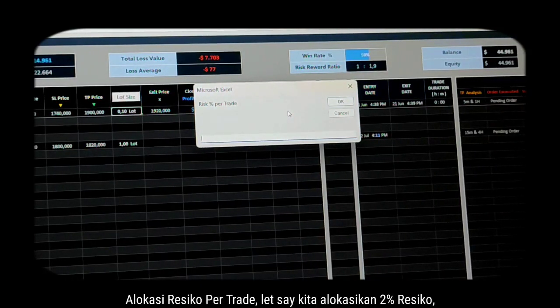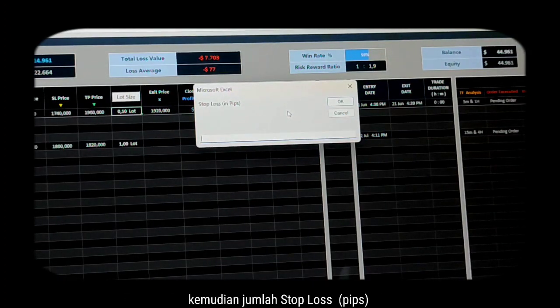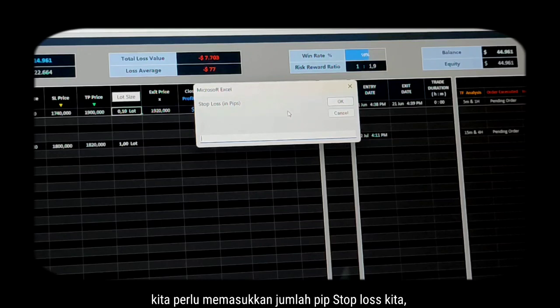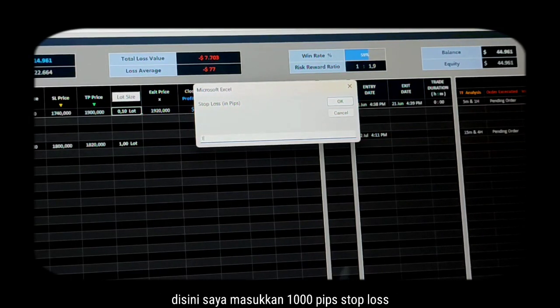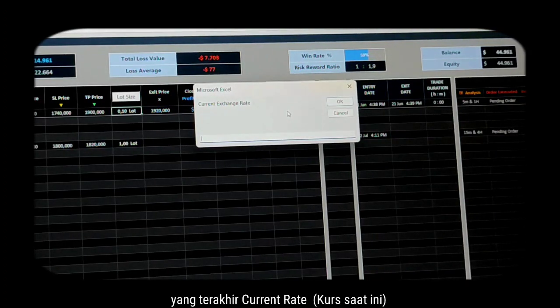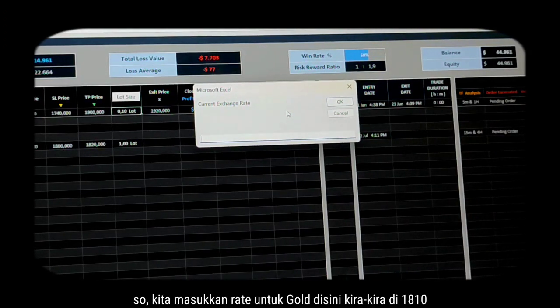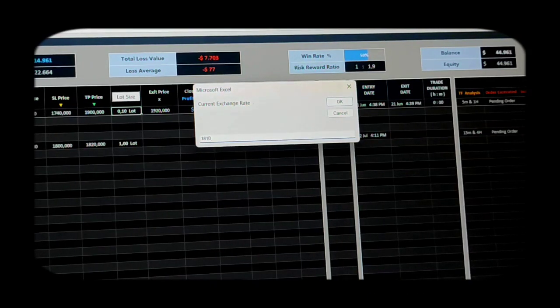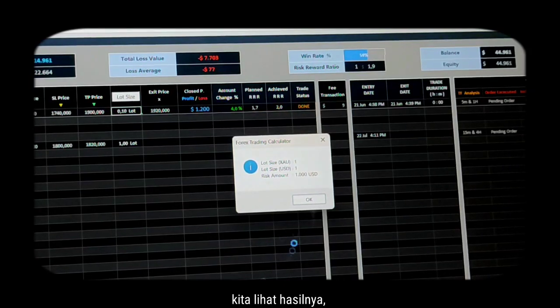Risk percentage per trade, let's say we use 2% risk, enter. Then stop loss in pips, we need to enter how many pips our stop loss is. Here I'll put 1000 pips stop loss, enter. Then currency pair XAU USD, enter. And the last one is the current rate, so we put the current rate, let's say current rate for gold is 1810, enter. And yes, here we see the result.